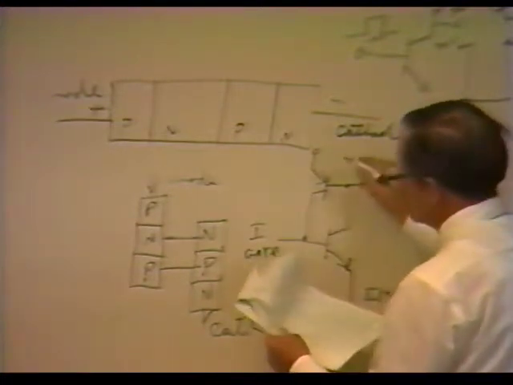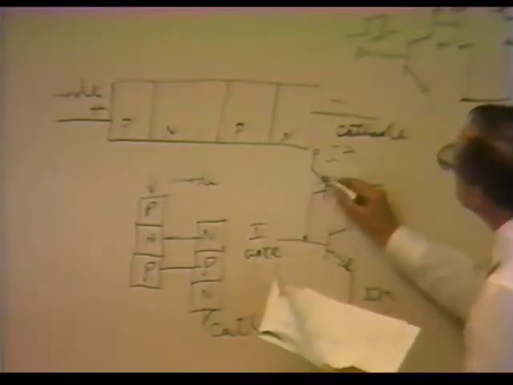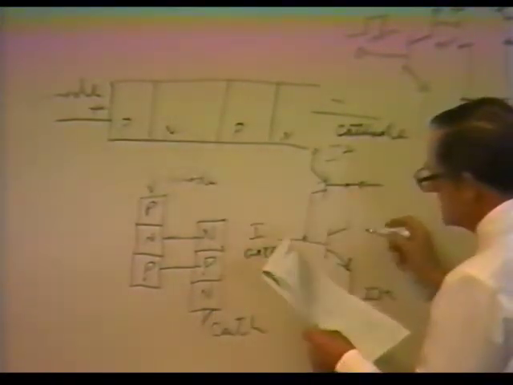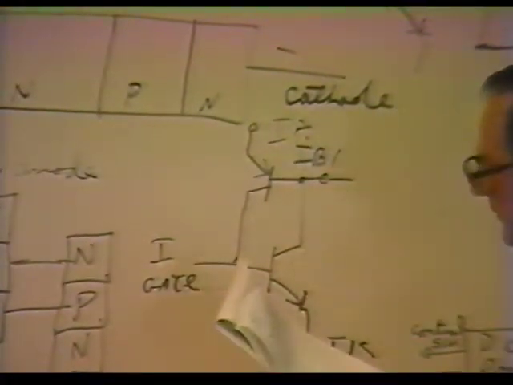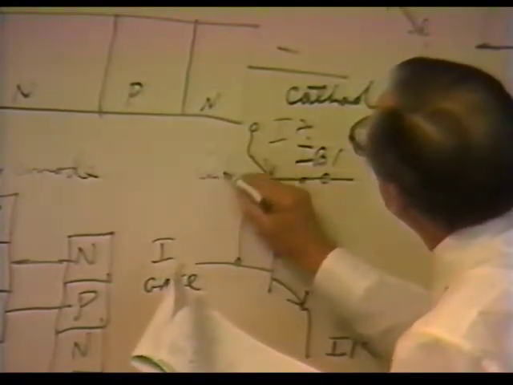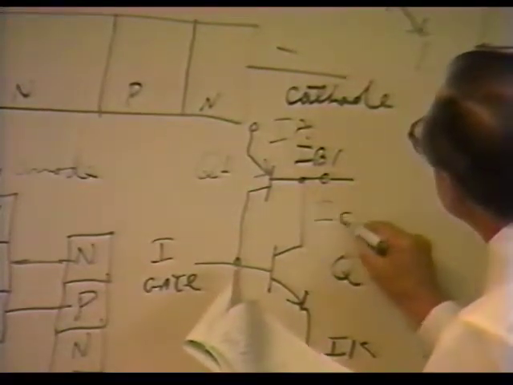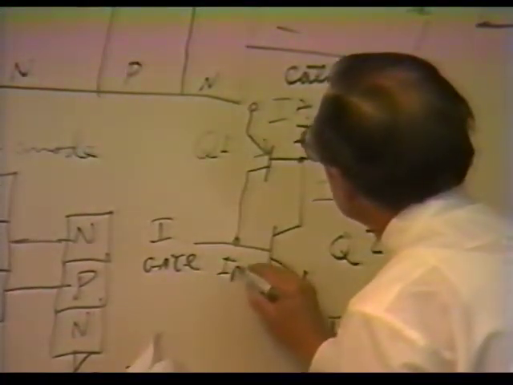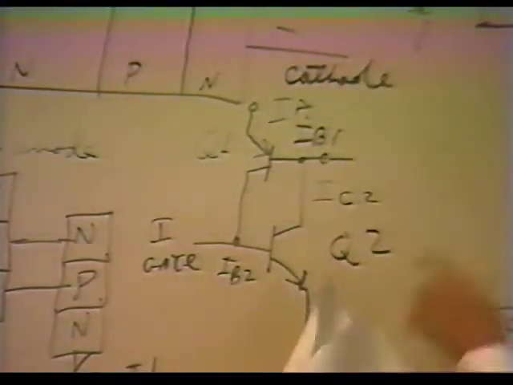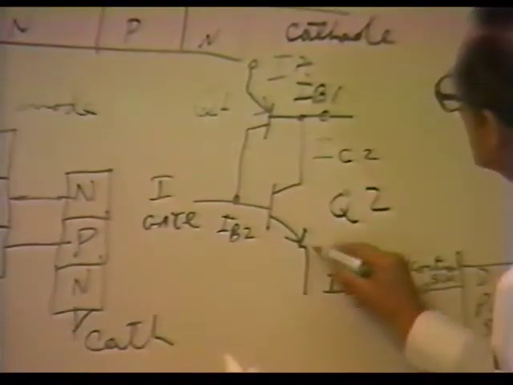And I'll label these so we can better see the explanation. That's the current in the anode that we're talking about here. This is the base current, and I'll call it IB1 for the base. We'll call this transistor Q1, this transistor Q2. This is IC2, the collector current for transistor 2. This is the base for transistor 2, and the cathode current.